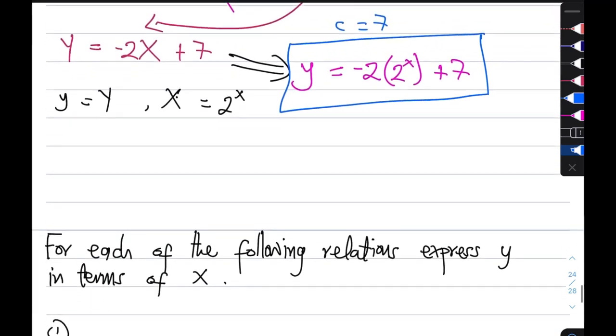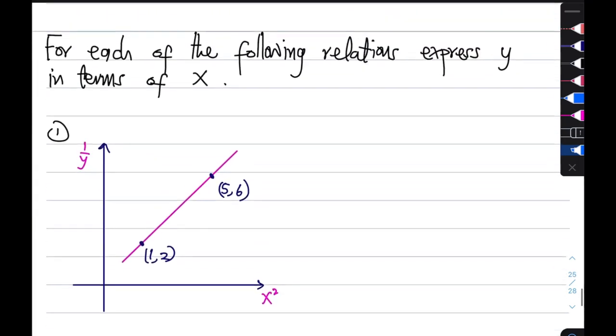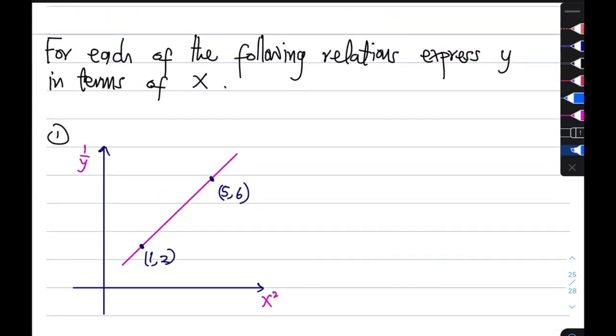Okay, now sometimes it wouldn't just be y, it will be something other than y. If you consider what is here is 1 over y, but it's the same principle. What you are seeing is a straight line. If it's a straight line, then you can write it in the form y is equal to mx plus c. So find the gradient.